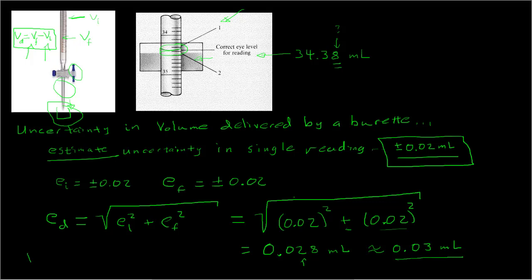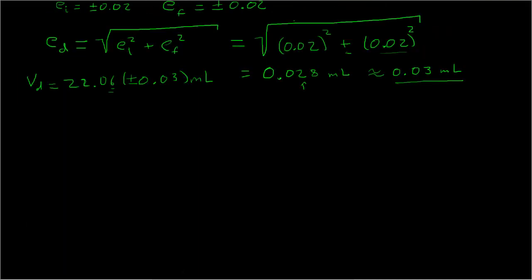So our volume delivered, we subtract the 2 volumes, and maybe we get 22.06, and then our absolute uncertainty is plus or minus 0.03 milliliters. And that's how we might represent that, so that somebody can look at the number and tell, well, how far off could they be? Well, by 3 in that last digit, plus or minus. Okay, excellent. So now let's go and look at a multiplication division example.